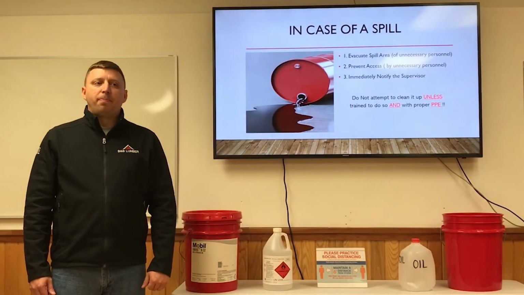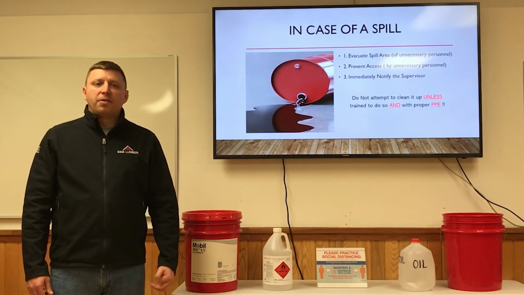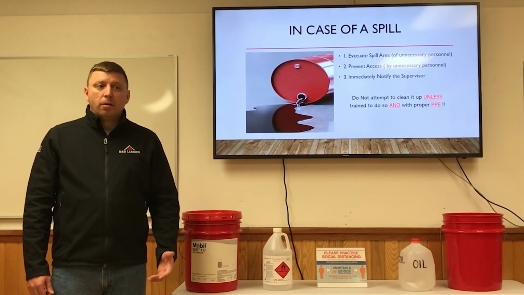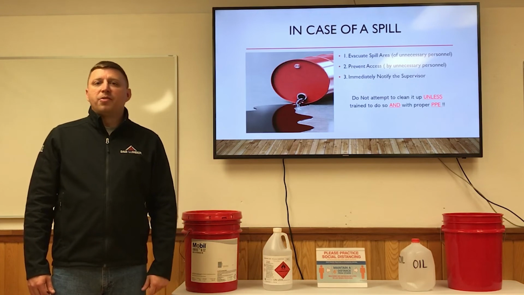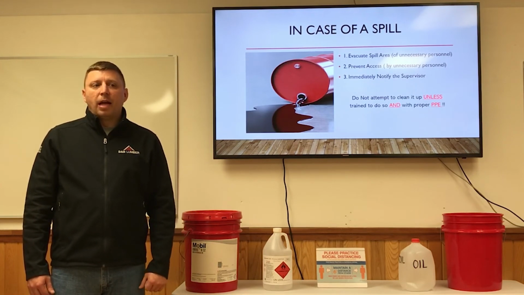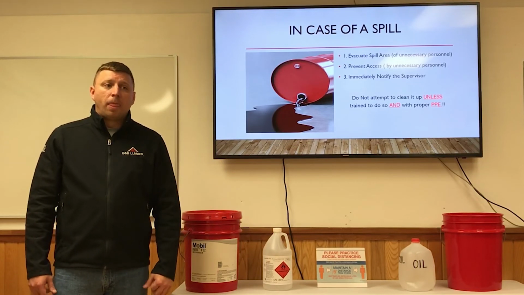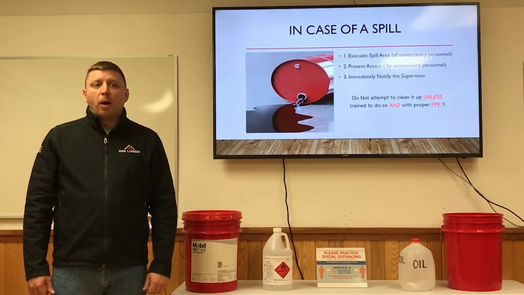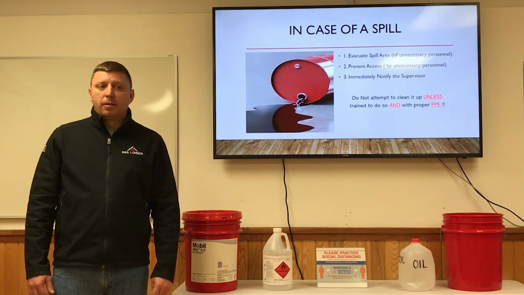In case of a spill, first we would evacuate the spill area of unnecessary personnel. Second, we prevent access by unnecessary personnel. Third, immediately notify the supervisor. We do not attempt to clean it up unless trained to do so and with the proper PPE. We contact poison control if unsure about what to do. Emergency numbers are in the orange first responder bags.